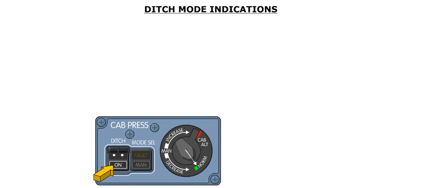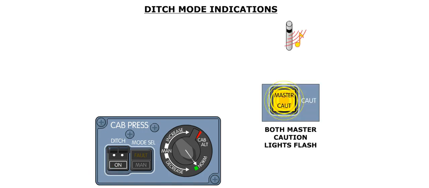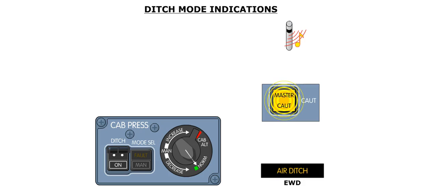When both outflow valves are in the ditch position, the flight warning system will be activated. This will result in a single chime. Both master caution lights will flash, and an amber air ditch message is displayed on the EWD.